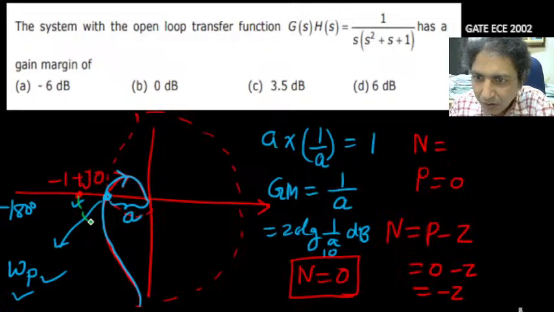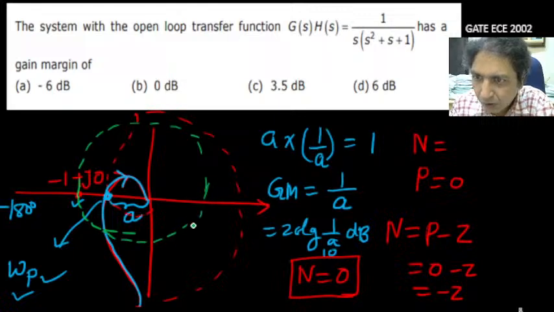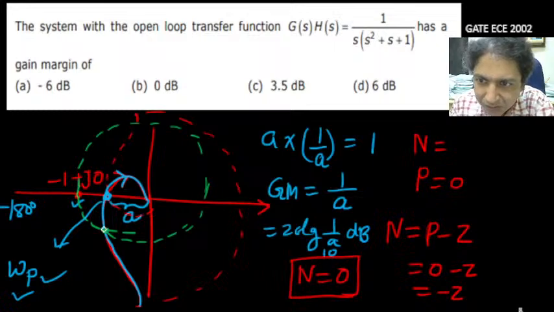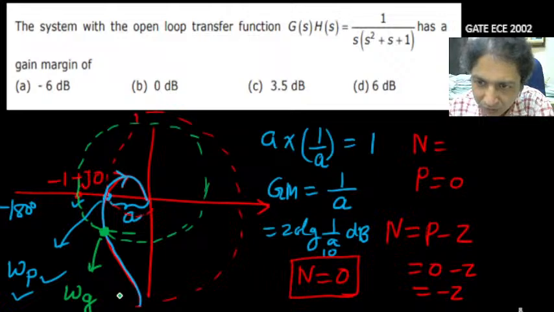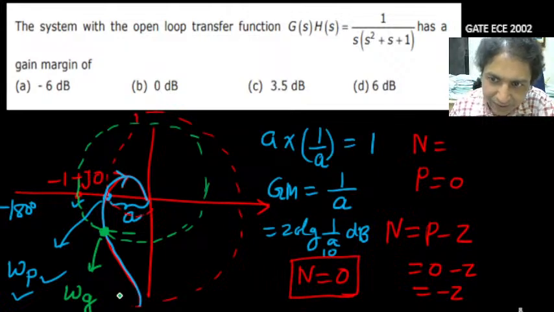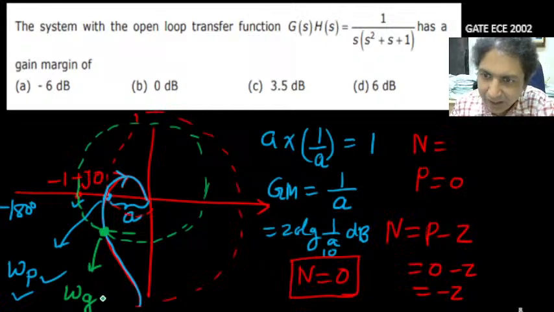So first we can consider one unit circle. On this unit circle, everywhere you will see that the magnitude is 1. When the plot crosses this unit circle, we calculate that frequency and call it omega g, the gain crossover frequency, because at that frequency the gain becomes 1. So the gain crossover frequency is the frequency at which the gain becomes 1, that is omega g.